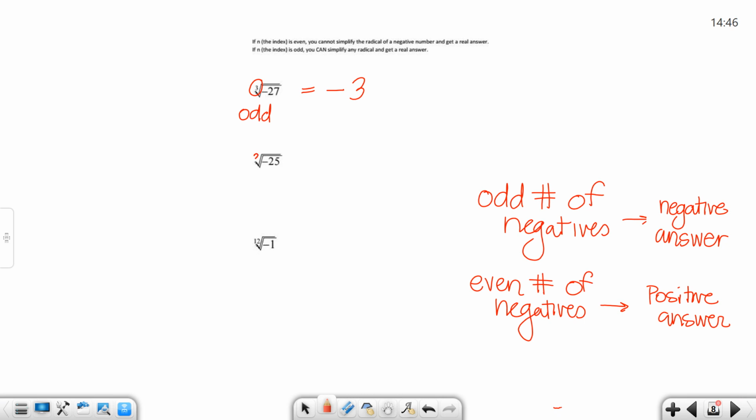In the second one, there's not an index there. That means it's understood to be 2, which is even. You cannot take 2 real numbers and get a negative 25, so this answer here would be not real. In the last one, you have a 12 here. That's even. You can't take 12 real number values and get a negative result. So this answer would also be not real.